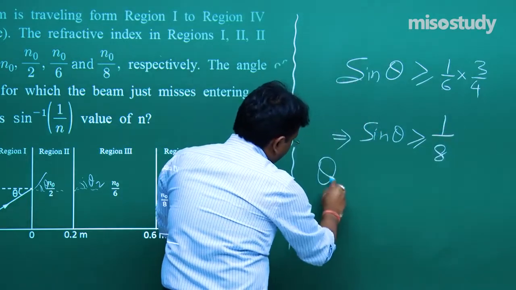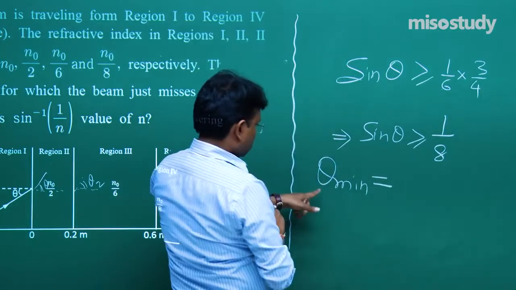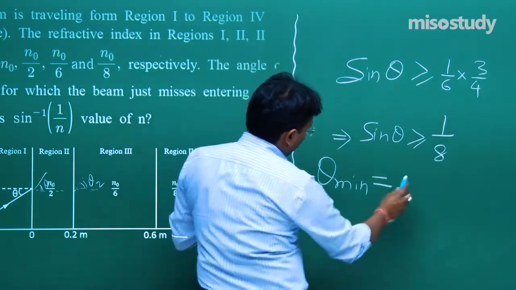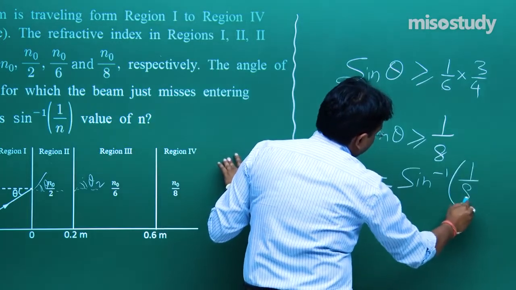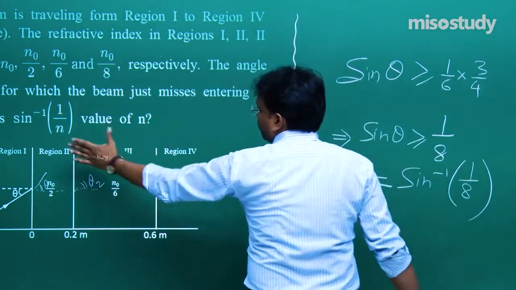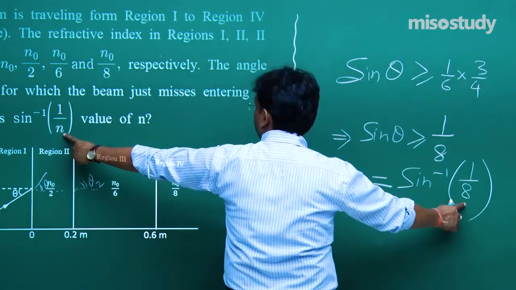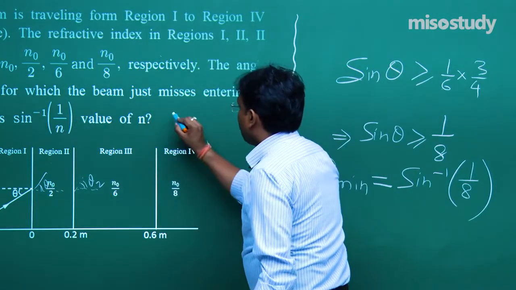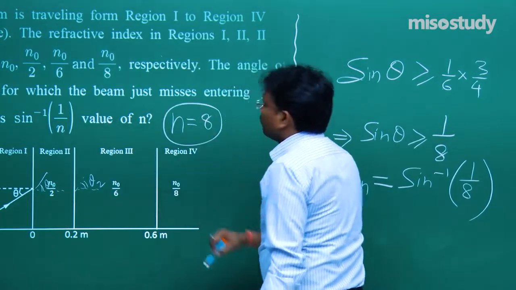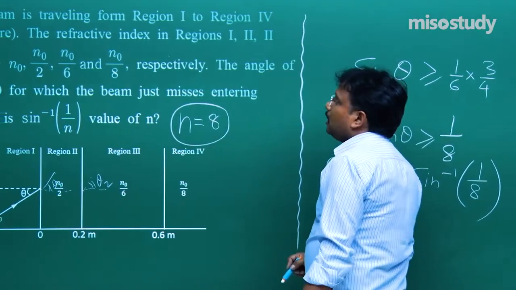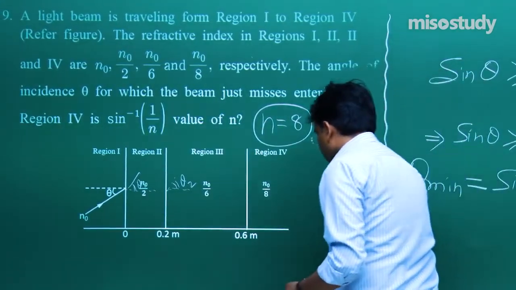So what I can say? Theta minimum is equal to sin inverse 1 by 8. Now compare this result with this given result. So you can say n is nothing but 8. Fine. So the value of n is 8. And what are the instructions for this category of question? 8, 9, 10? 0 to 9. So the correct option is 8. Fine.